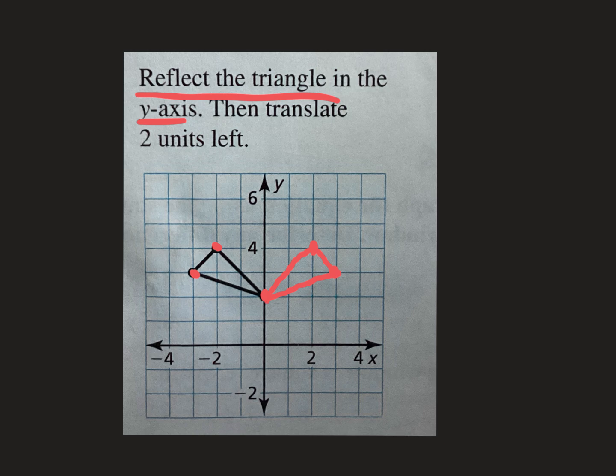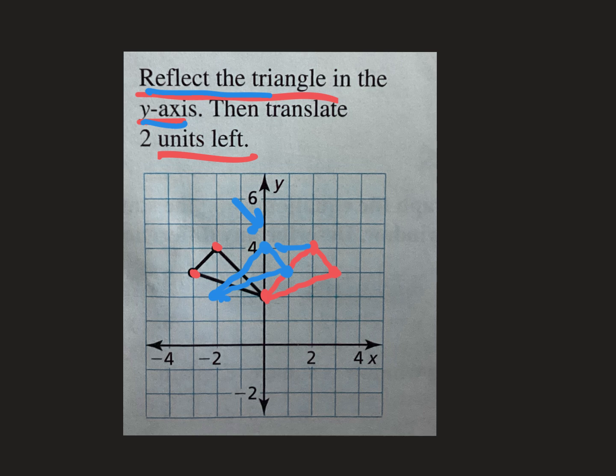Reflected across the y-axis. Then it says, let's go 2 units left. So I'm going to take every point and go this way, 2 to the left, 2 to the left, 2 to the left. Connect the dots. And the blue one is the final answer where you reflect it across the y and then 2 units left. So our final answer is that blue triangle right there.